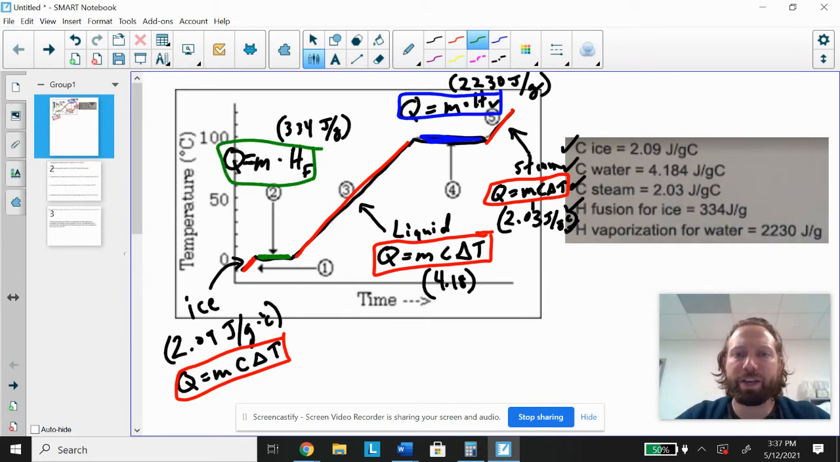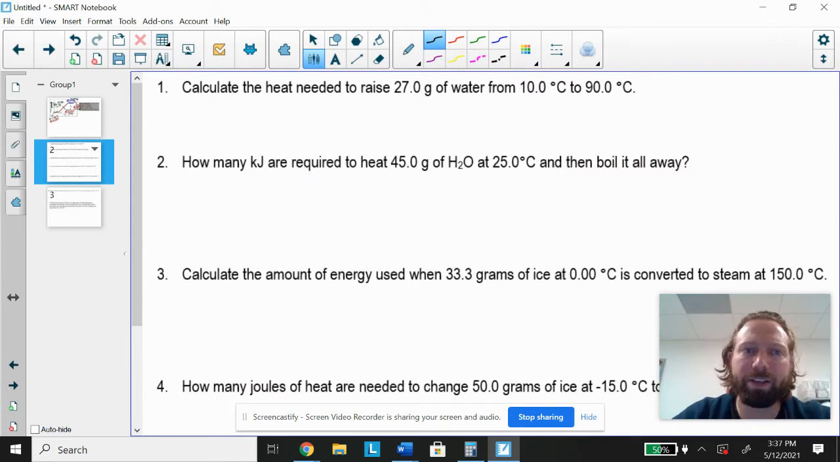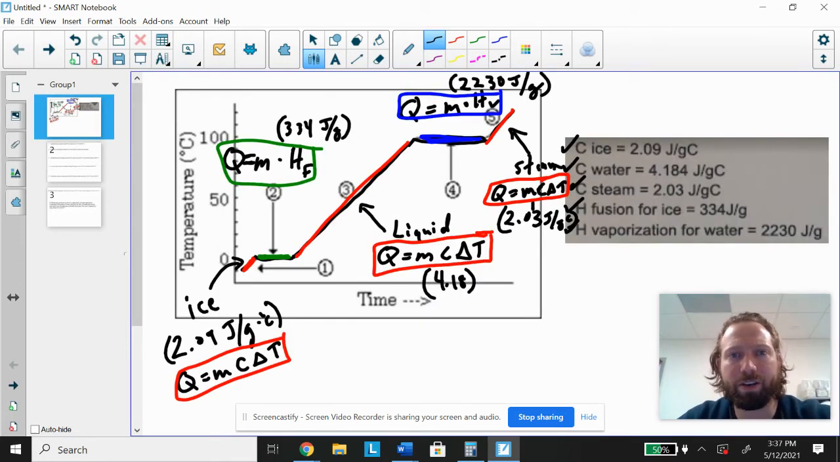All right, so we're going to use this, and we're going to go through some practice problems right now. So number 1, calculate the heat needed to raise 27 grams of water from 10 degrees up to 90 degrees. So here we have 10 degrees, so that's roughly here, up to 90 degrees. So it's all within this third part here, where you have liquid water. You're just going to use Q is equal to mc delta T.